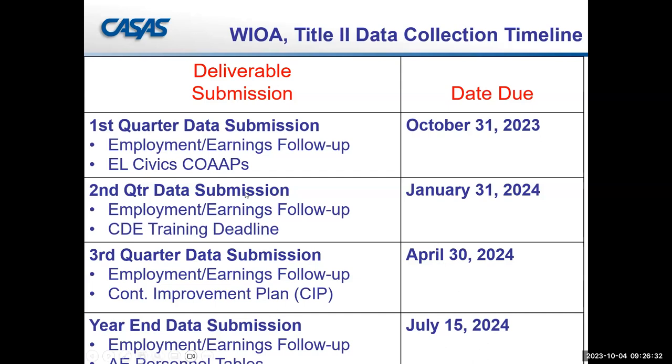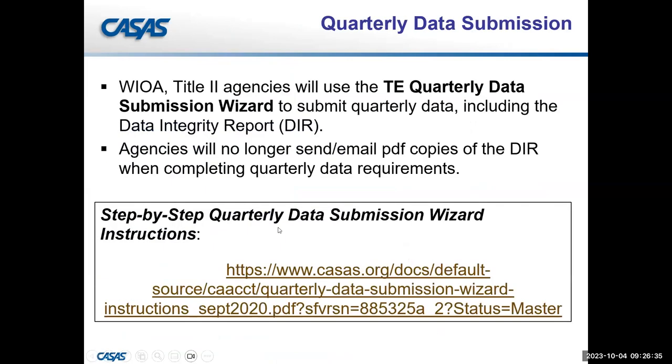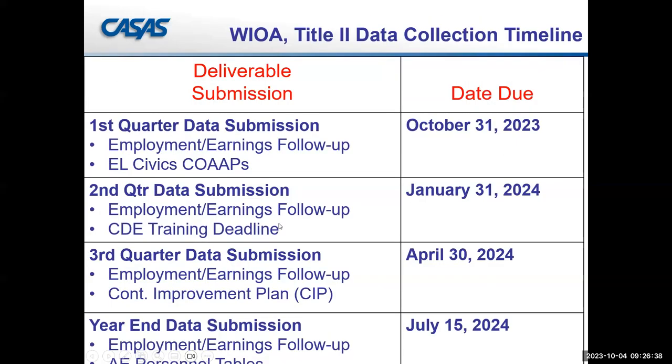You can see we have other deliverables in addition to the follow-up survey. I put that all on one slide here for time. So we have these additional deliverables due each quarter. If you look at that beginning of year letter in the accountability training, we detail all these other deliverables, so we just point out that you need to do them here without getting into all the gory details. But first quarter, there's that deliverable to do at least one EL Civics co-app. There's the CDE CASAS training deadline on or before January 31st. There's the continuous improvement plan and an IELCE report on or before April 30th, and then end of year, July 15th.